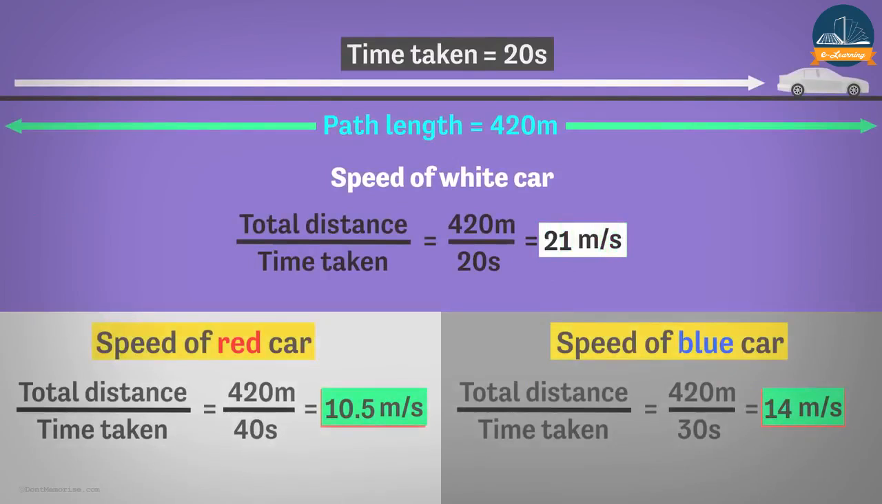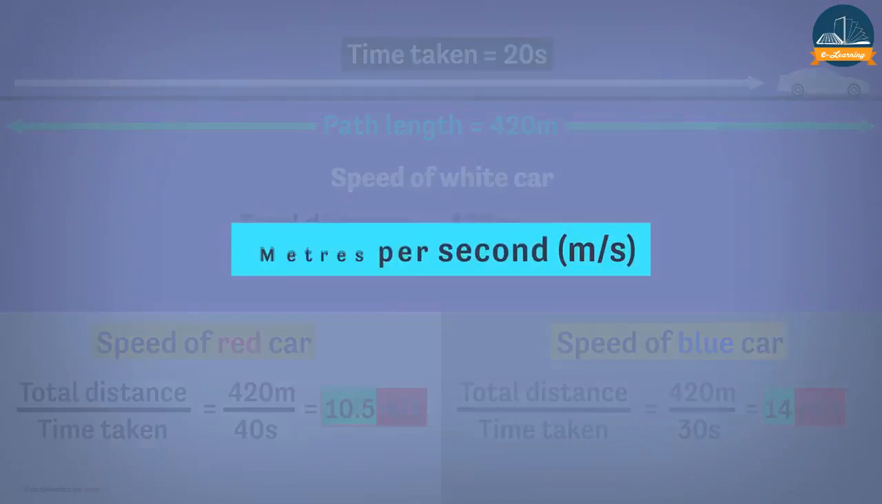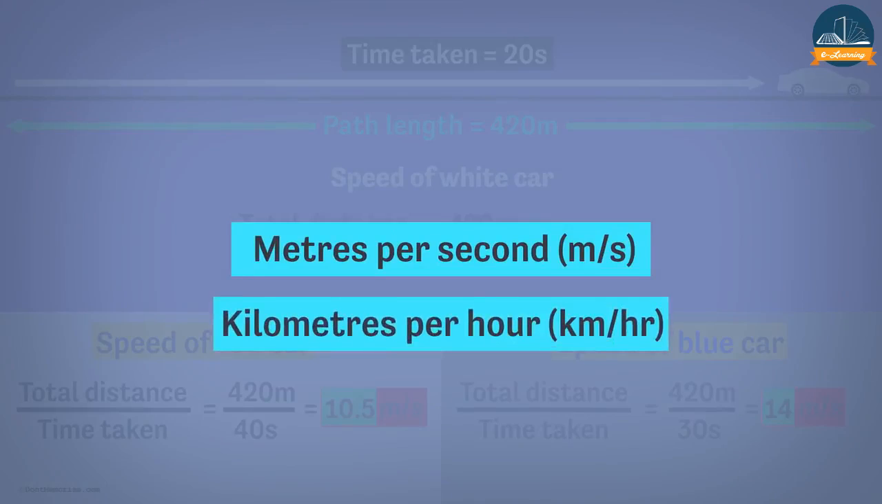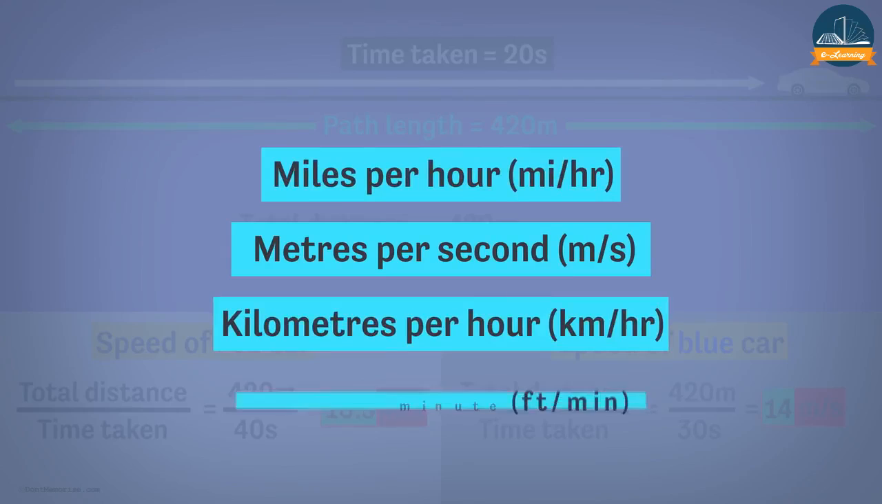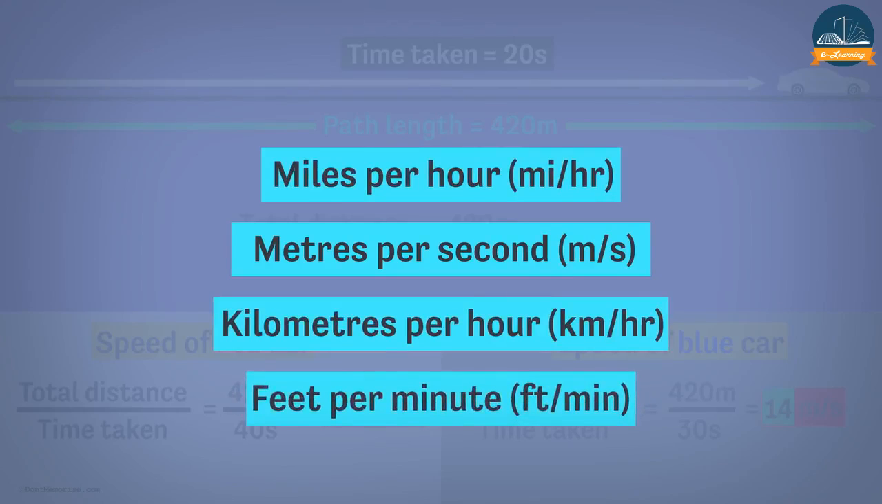Now I want you to look at the units. Meters per second is one of the units of speed. There are many such units of speed that you must be aware of. For example, kilometers per hour, miles per hour, feet per minute, and so on.